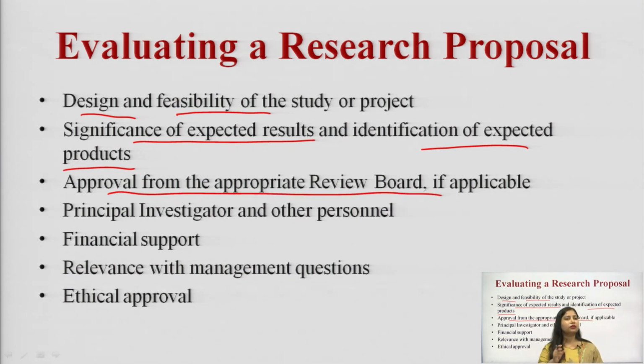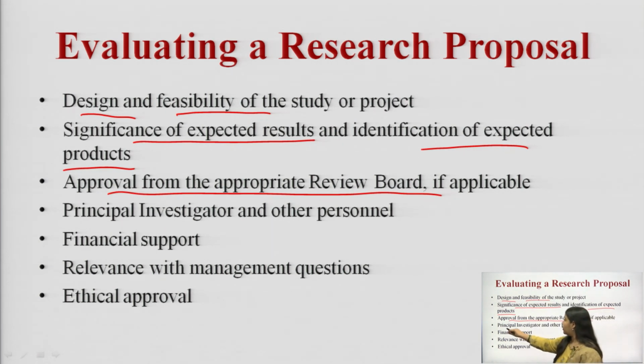Next is approval from the appropriate review board, if applicable. If there is a certain review board, then you have to get the approval from them. For technical issues, they may have a different review board. For financial feasibility, it may be different. So, if there is a review board in the company, then you need the approval from them first, then it will go to your management.